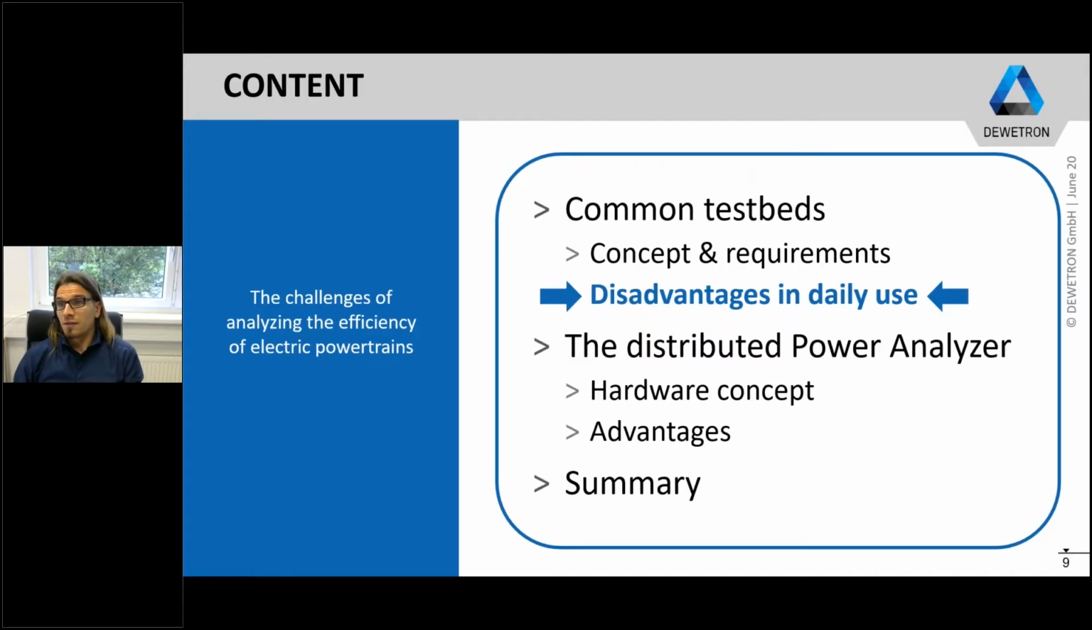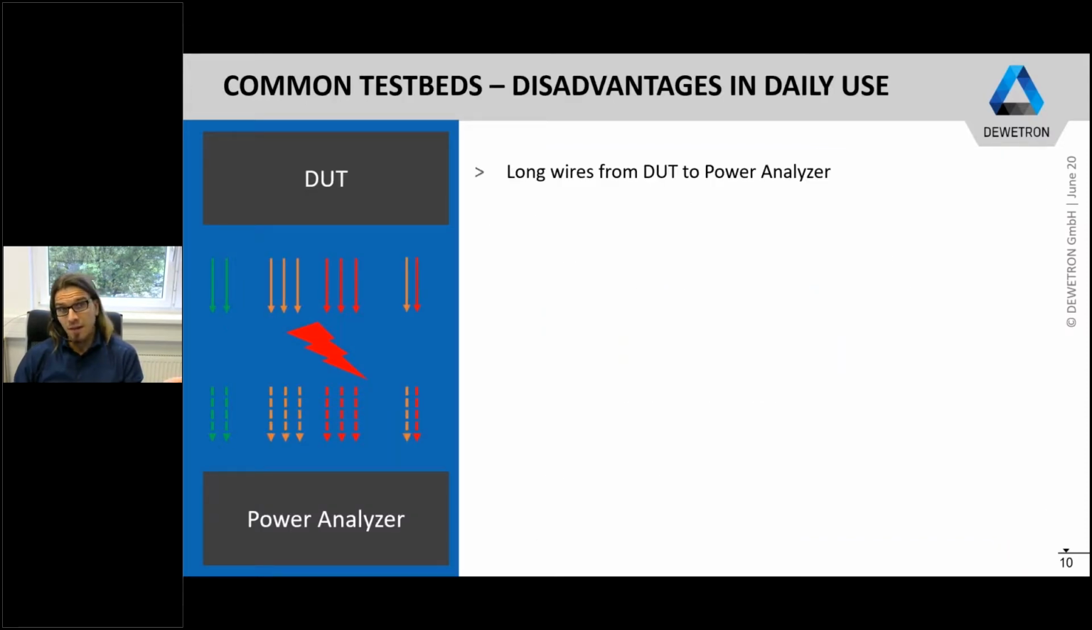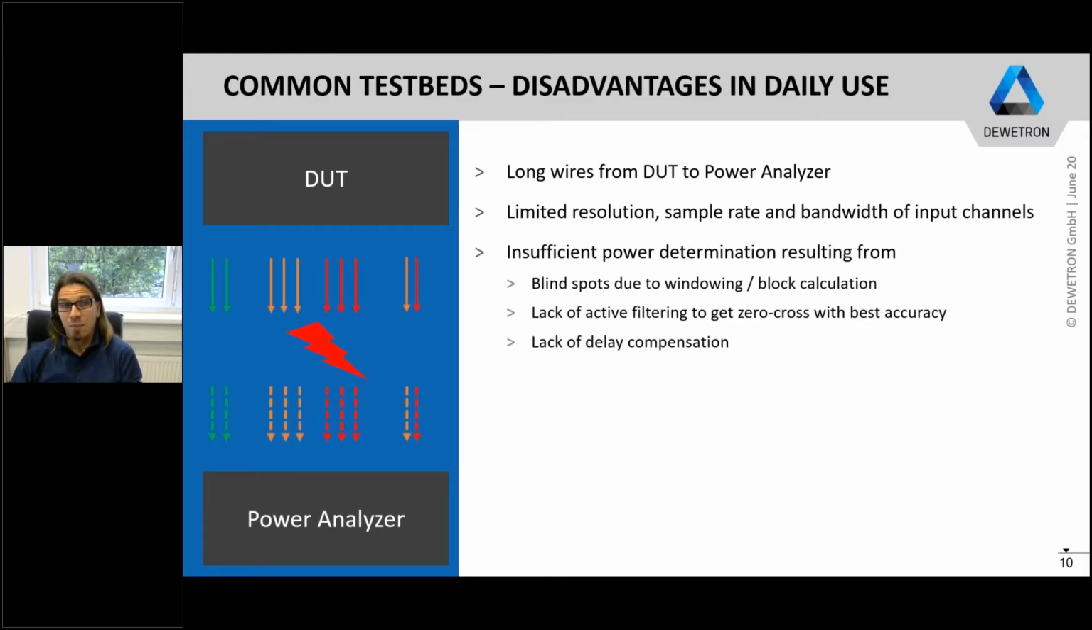Let's quickly sum up the disadvantages in the daily use of common test beds. As I said in the beginning, there are long wires from the device under test to the power analyzer. We have typically a limited resolution of the input channels, a limited sample rate, and a limited bandwidth of the input channels. And the power determination itself is often insufficient, and this may result from blind spots due to the windowing and the blockwise calculation of the power parameters.